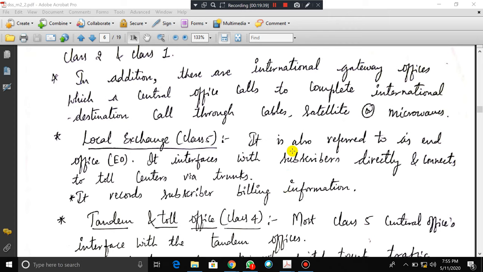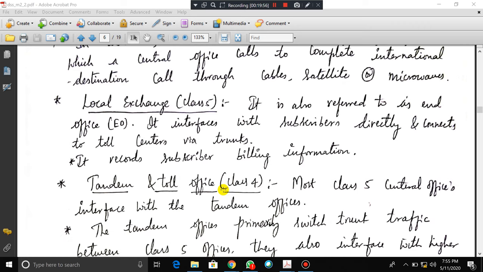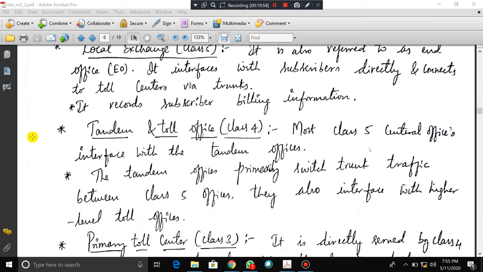So kindly remember the points of each block. It is also referred to as the end office. It interfaces with the subscriber directly and interconnects with the toll center via trunks. It also collects the billing information of the subscriber, that is the customer.